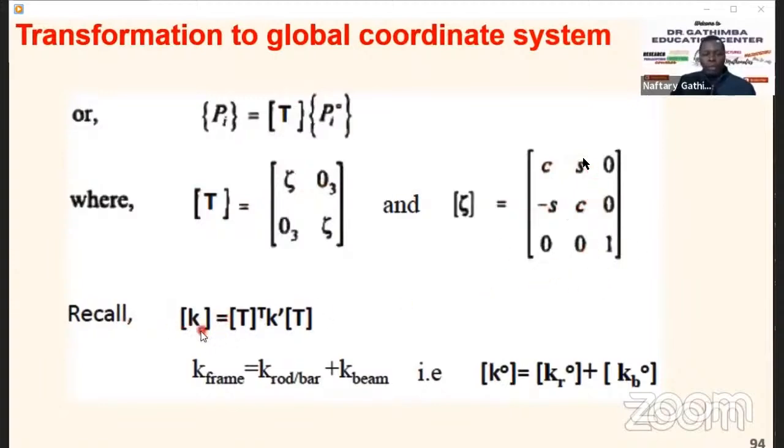And then you also need to recall that to transform our stiffness matrix from the local to global coordinate system is T transpose, the transpose of the transformation matrix, times the K in the local coordinate system times the transformation matrix. And we said the order is very important. Again, what we just need to note is that for the frame element, the stiffness matrix for the rod or the bar, you combine with that of the beam. That is K, note, is K rod plus, or K bar plus K beam.